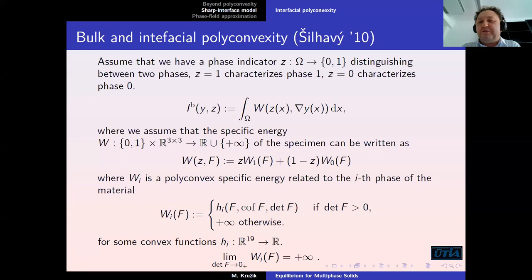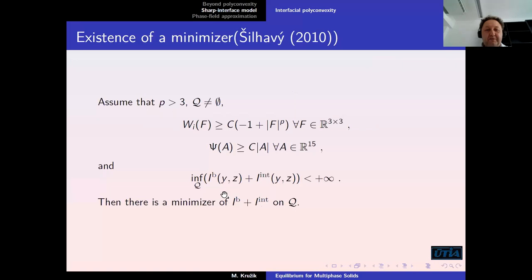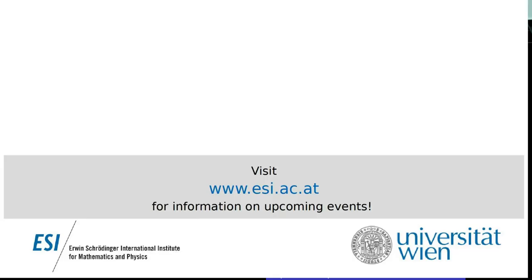Okay. So I would say you simply have a sequence of problems where this interfacial energy term would go to zero. And then I think this might be a good approximation of your relaxed problem, in the sense that this would give you a minimizing sequence for your relaxed problem. Okay. Thank you.